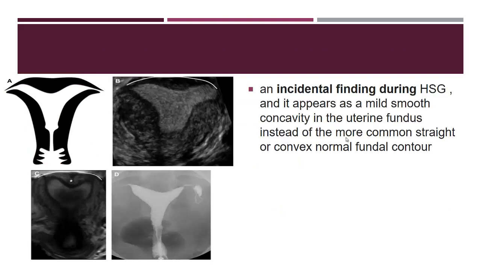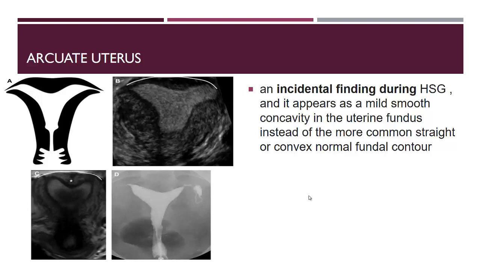An incidental finding during hysterosalpingiography is a mild smooth concavity of the uterine fundus, as we see in this case, and increased intercornual distance more than 3.5 centimeters instead of the more straight or convex normal fundal contour. So this is the arcuate uterus. What is the significance of the arcuate uterus?